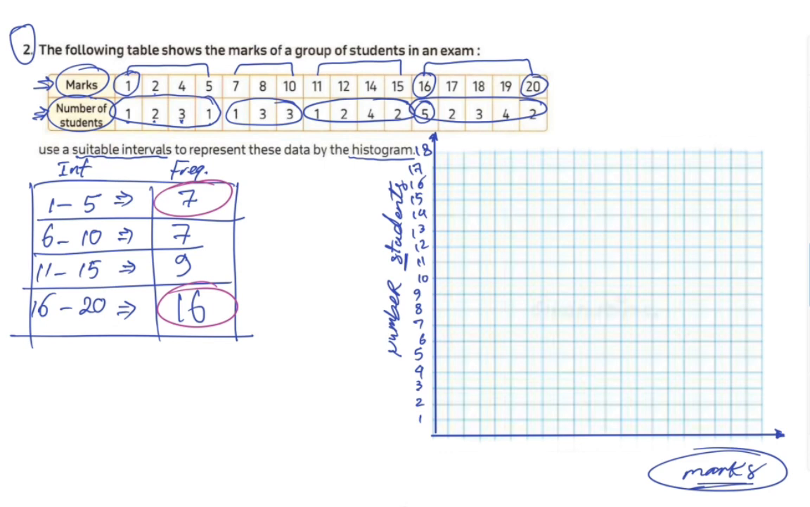Now I will draw each interval, but don't forget to write these intervals on the x-axis. To write them, I will start from here. This is the first interval. Here we have the second interval, 3, 4, just 4 intervals. The first one is from what to what? 1 to 5. Next one, 6 to 10. Third one, 11 to 15. Last one, 16 to 20. Now I have written down all the intervals.